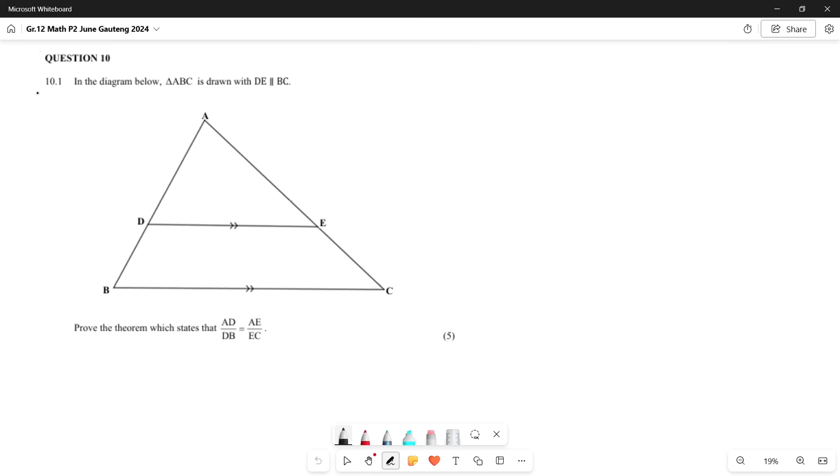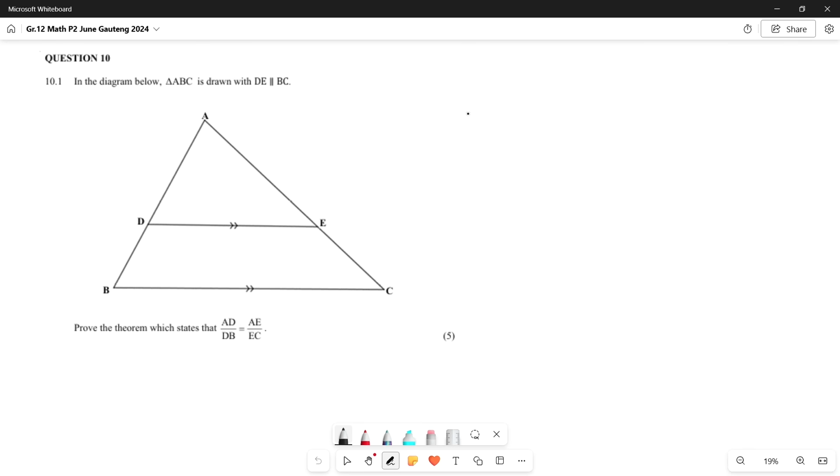So it says 10.1 in the diagram below, triangle ABC over here is drawn with DE parallel to BC, as we can see over here. It says prove the theorem, which states that AD over DB equals AE over EC.